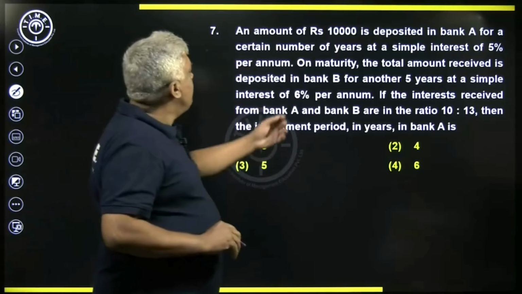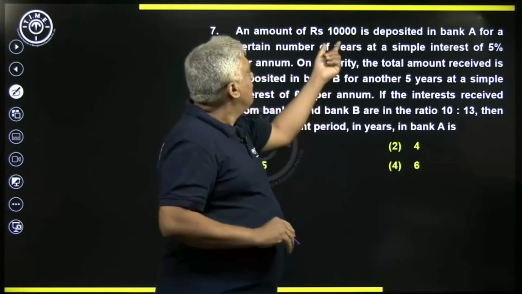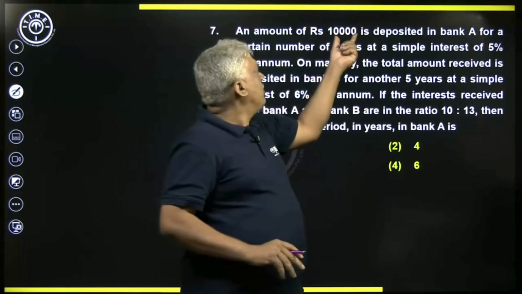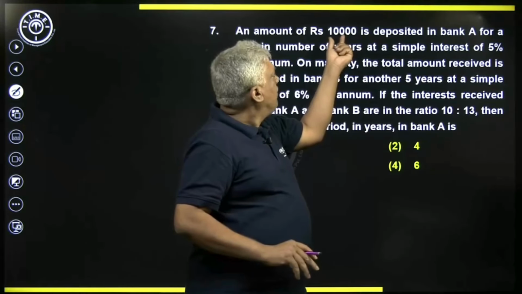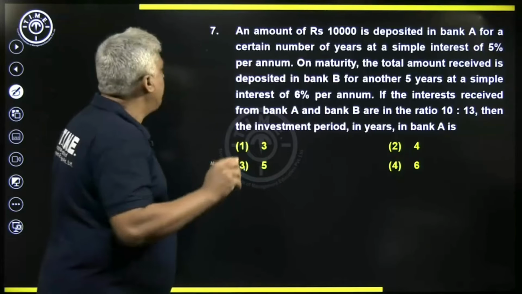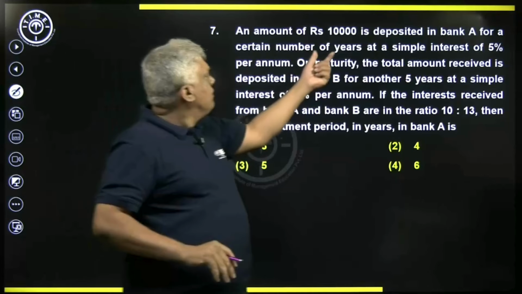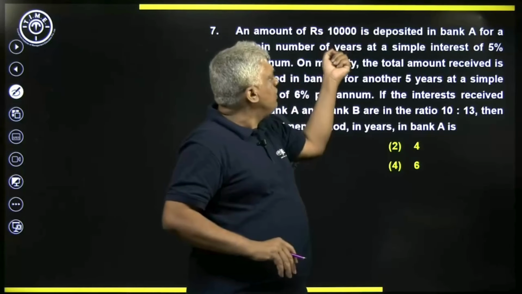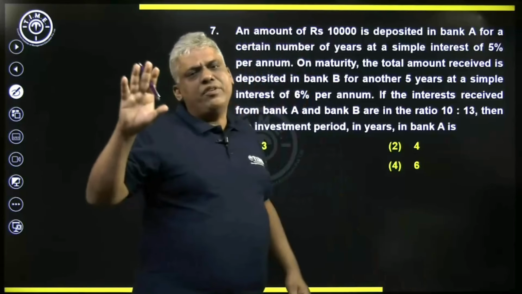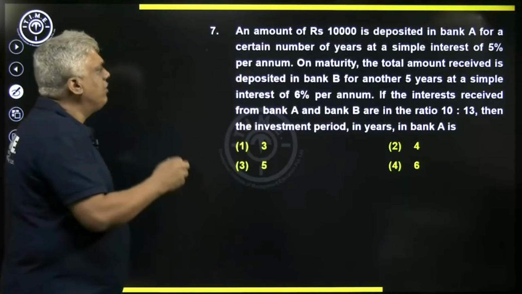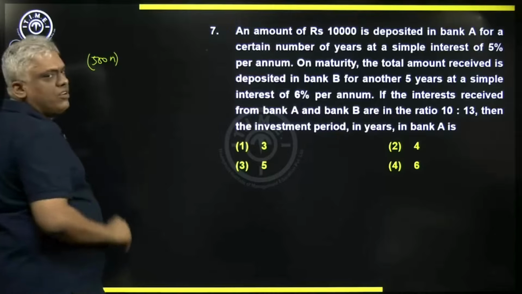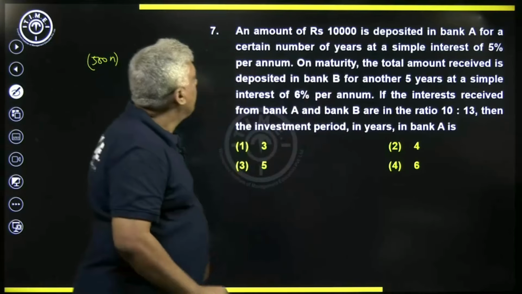Okay. So, how much interest did we get in bank A? This is 10,000 rupees, rate of interest is 5%. So, 1% of 10,000 is 100, right? So, 5% will be 500, 500 every year. So, for n years, 500 into n. This is the interest received from the first bank.